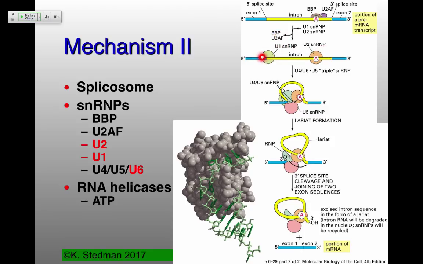Now we also have U1. You now know about where the 3' end is and where your branch point is. We're going to have to take this 5' end and hook it up to here. How do you know where the 5' end is? That's where the U1 SNRNP, wait a minute, what's that P at the end there?